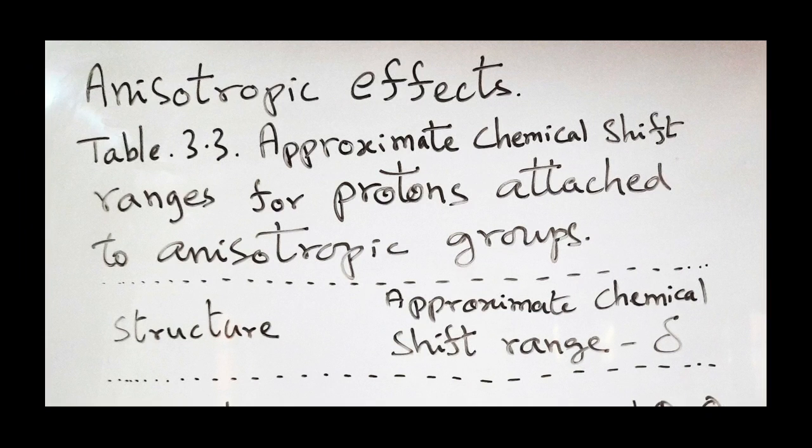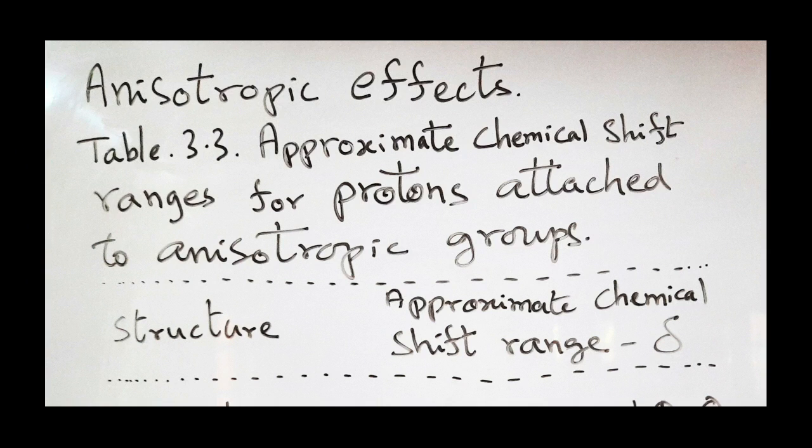First, I take you to table 3.3, where the approximate chemical shift values for the protons attached to anisotropic groups are discussed. We have some groups which offer an anisotropic shielding as well as de-shielding effect in organic molecules. Go to Organic Spectroscopy by William Kemp or any other spectroscopic book. All the spectroscopic books deal with this well. I am using Organic Spectroscopy by William Kemp as a reference book. You can purchase a copy for about 600 or 700 rupees online.